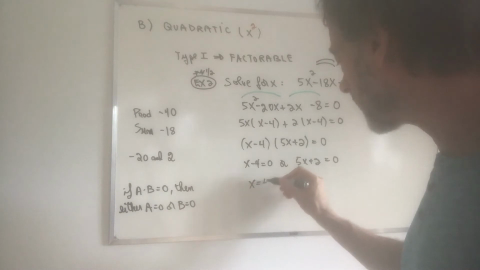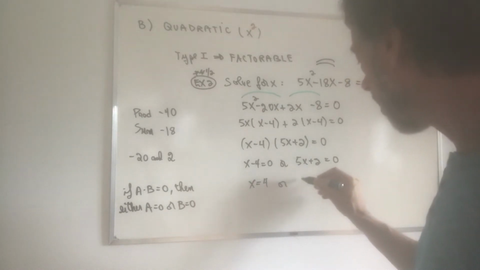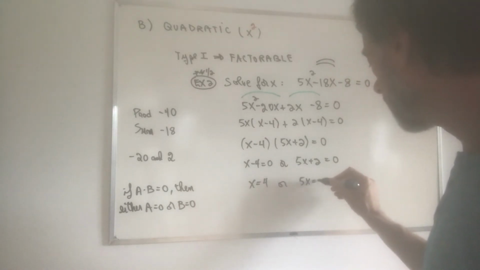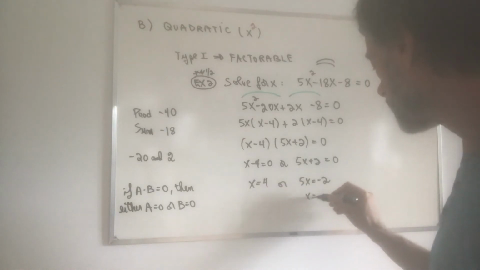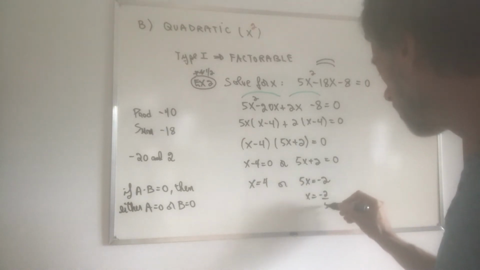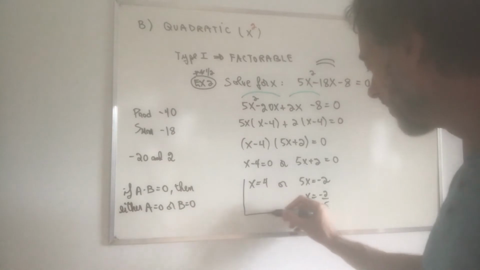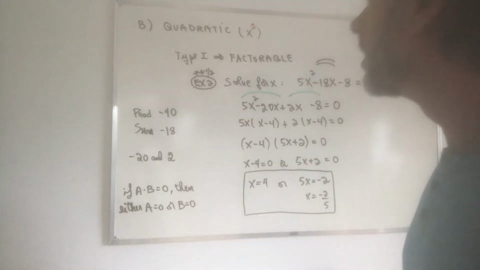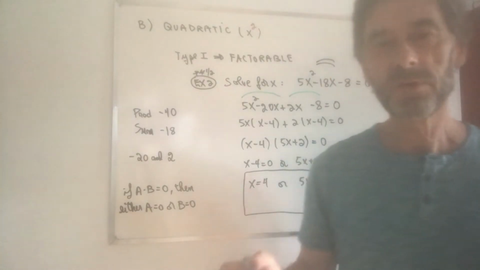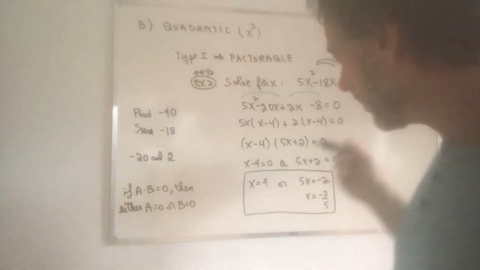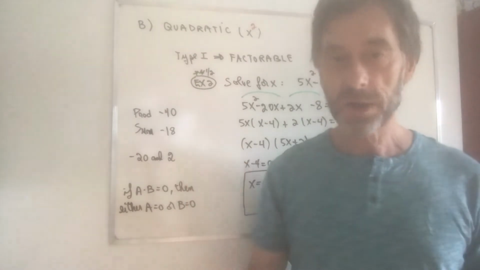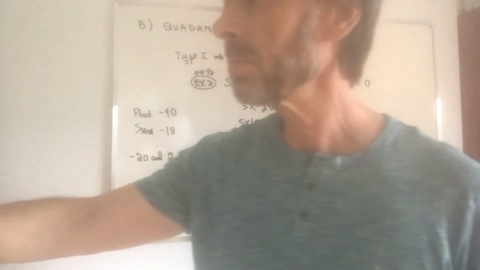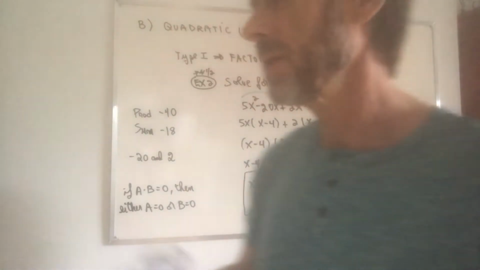Pretty easy. x equals 4, or 5x equals minus 2, and x is minus 2 over 5. These are my two answers. I could check them, but I could use the time on the video in a better way. So I'm going to leave these two answers unchecked. And if you want to check them, be my guest. It's an easy thing to do.